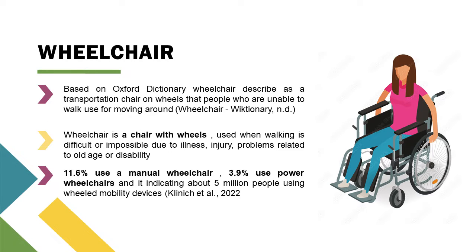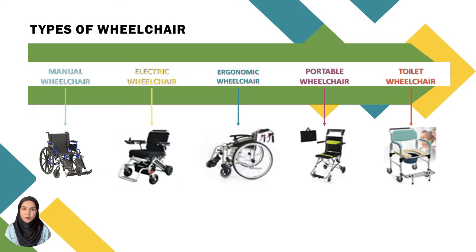Wheelchair, based on the Oxford Dictionary, is described as a transportation chair on wheels that people unable to walk use for moving around. A wheelchair is a chair with wheels used when walking is difficult or impossible due to illness, injury, or problems related to age or disability. About 11.6% use a manual wheelchair and 3.9% use a power wheelchair, indicating about 5 million people using a wheeled mobility device. There are 5 types of wheelchair in this market situation.